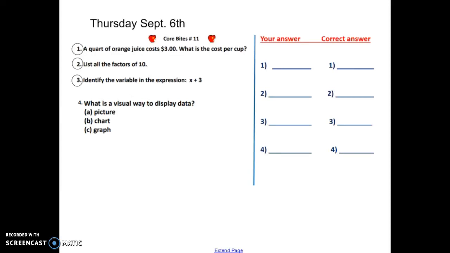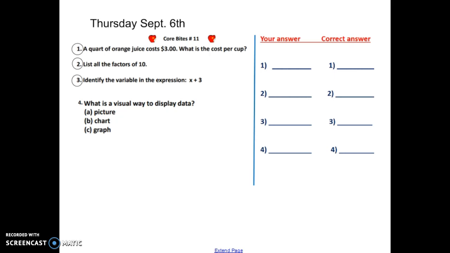You should have Core Byte number 11, and make sure that you are pausing the video after each hint, completing the work and your answer. And also, you will notice that numbers 1, 2, and 3 are circled. Those are the problems that you need to make sure that you understand for your quiz, which will be next Friday. Your Core Byte quiz will be next Friday.